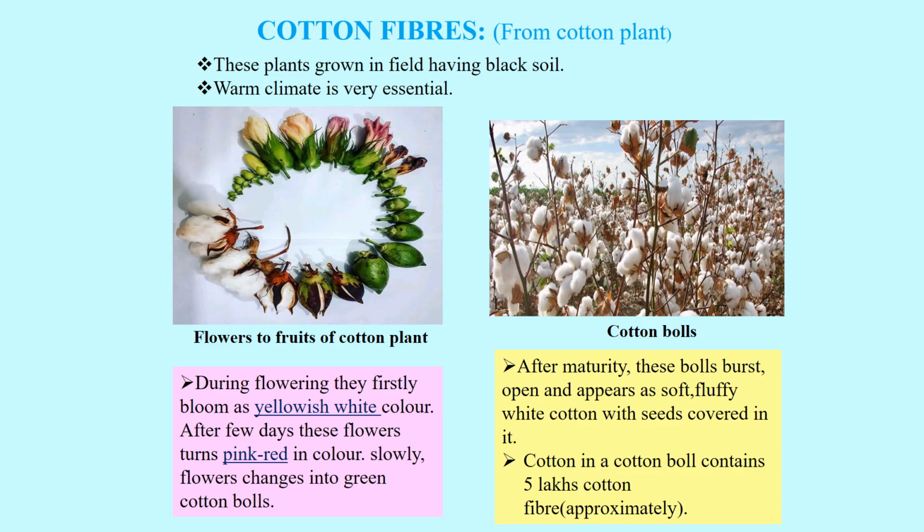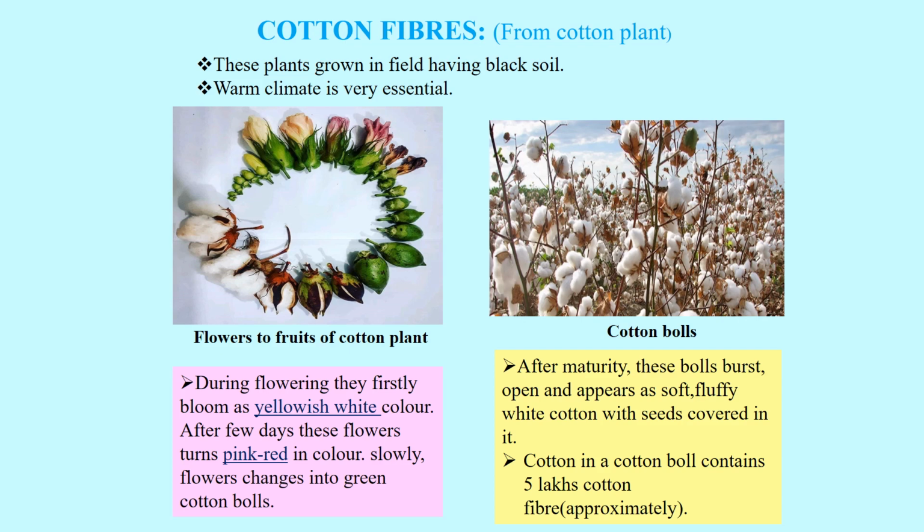You can easily remember the picture and this slide very well. I hope you can see the fruits of cotton plants look like lemons, and the color of the flower changes. During flowering they first bloom as yellowish white, then after a few days the flower turns pink-red in color. Slowly the flower changes into green cotton balls. After maturity these balls burst open and appear as soft, fluffy white cotton with seeds covered in it.